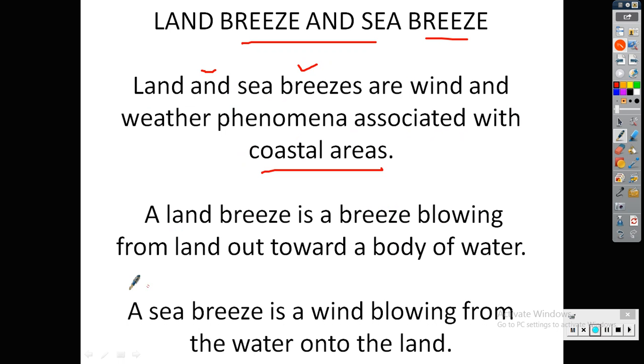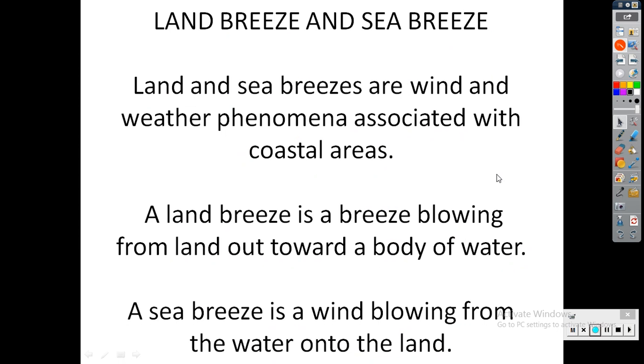Land breeze is a breeze blowing from land out towards a body of water. The land breeze is flowing from the land towards the sea, and sea breeze is blowing from water. Sea breeze starts from water and comes towards the land. These are the 2 types of wind which usually happen on the sea shore. So we will come to that point now.